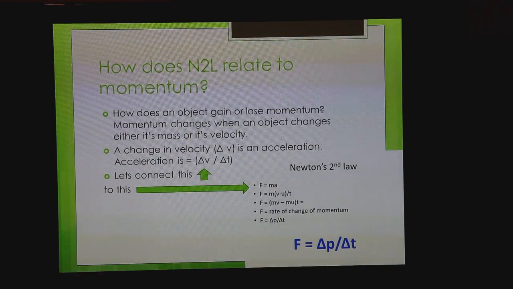So we have F is equal to mv minus mu divided by t, which can also be equal to force is equal to the rate of change of momentum, which is the change of momentum over the change in time. And that's how we get to F is equal to delta P divided by delta T.